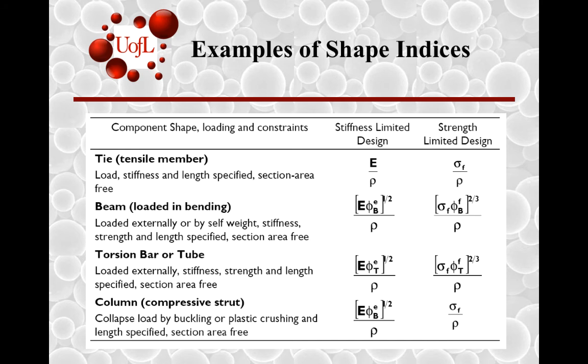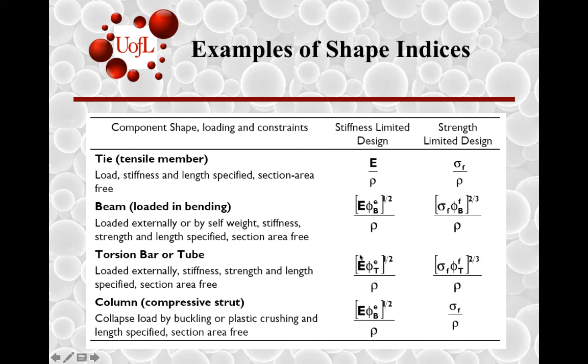So the two most commonly used situations that we looked at was within bending, we looked at either a stiffness limited design or a strength limited design and came towards these top two options. What happens when you consider torsion or compression instead?